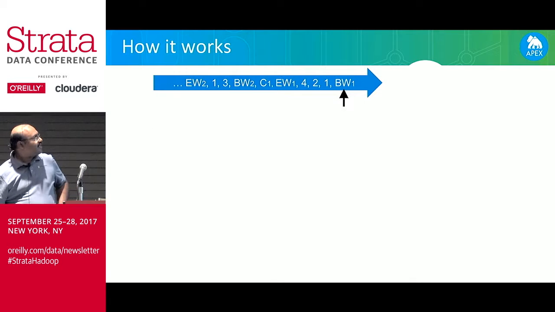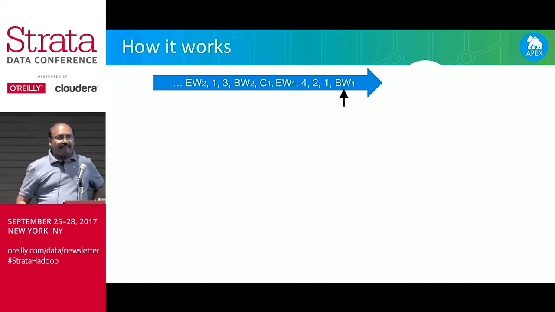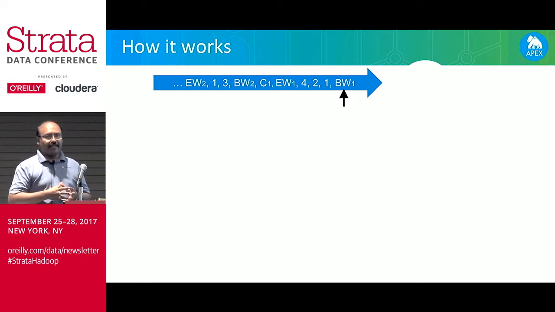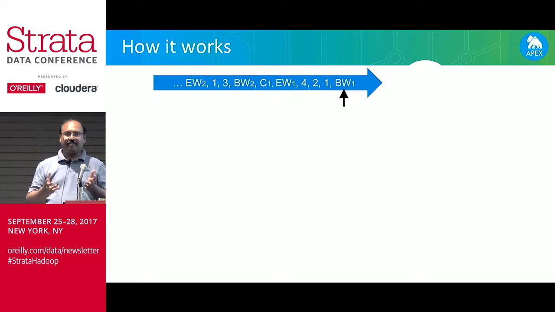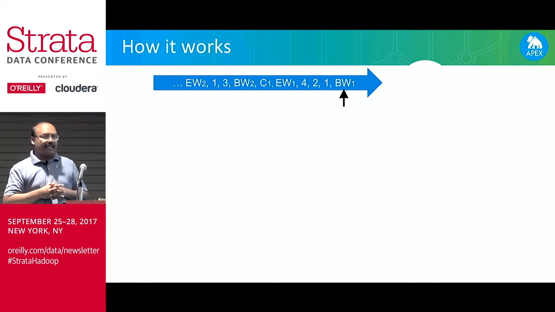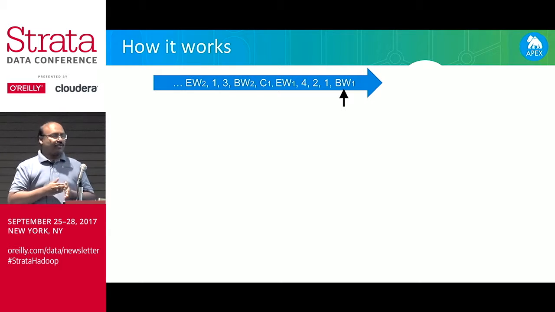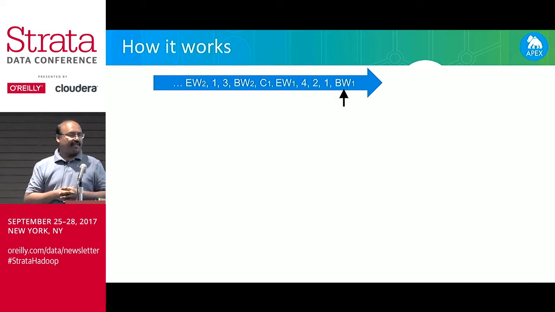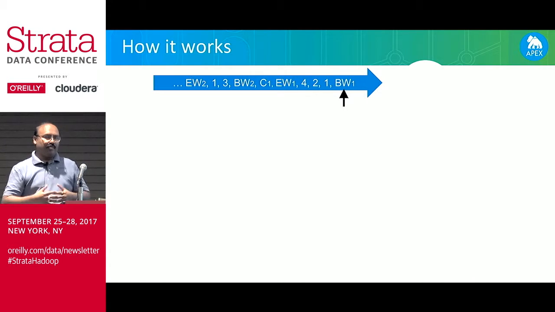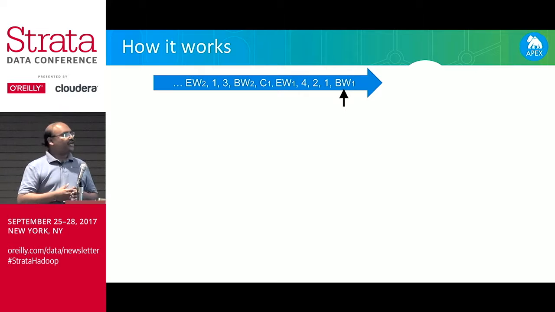So let's see how it works. Let's say you have a data stream coming in, and your operator is just summing up numbers. Within the data stream, Apex inserts markers called window markers. At the boundaries of these windows, different maintenance tasks happen. Typically, after some n windows, there's a checkpoint marker as well, when the checkpoint happens.